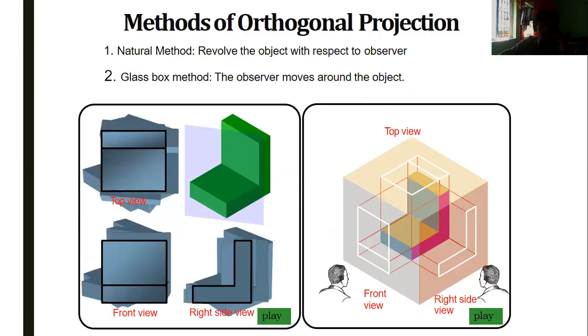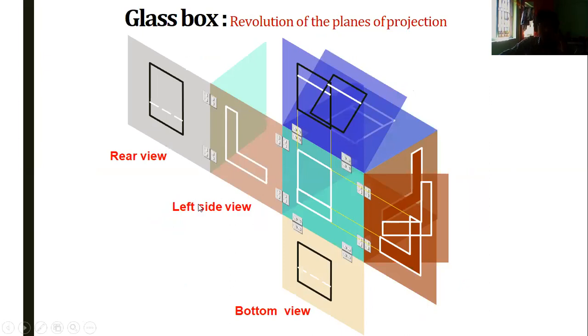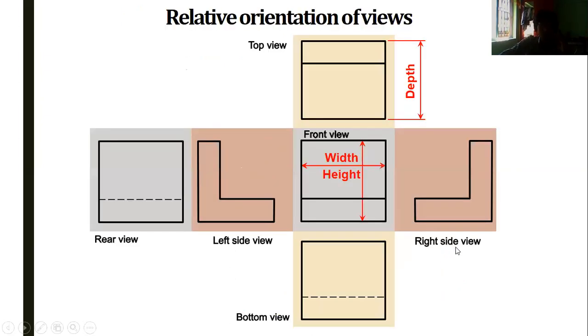Let's talk about the methods of orthogonal projection. Now, this is the right side view, okay, and this is the front view. These are the actual drawings we found. Now, this is the auxiliary plane. If there is any auxiliary plane, this could come into account. Okay. Now, this is the relative orientation.